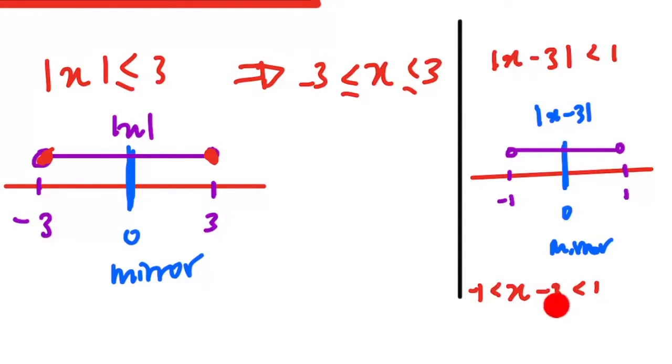So let's solve this. Bring this minus 3 to the right hand side, and bring this minus 3 towards your left hand side. Therefore, you're left with x, so x is less than 4. And then bring minus 3 here, so minus 1 plus 3 is equal to 2.